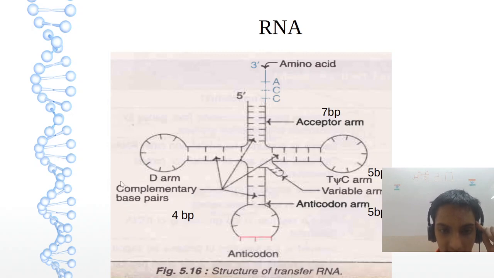So first remember, D-arm is called DHU or dihydrouridine arm. T-psi-C arm is called pseudouridine arm. Difference is one word. In D-arm, dihydro is there. In T-psi-C, pseudo is there. Okay. And variable arm, in this two types will be there. Base pairs will be more in the second type and abundance will be the first type only. First type will be a more abundant.